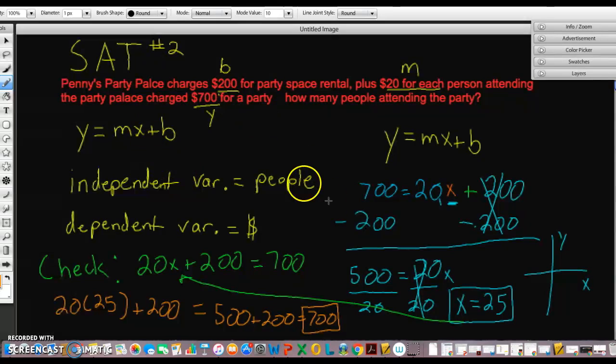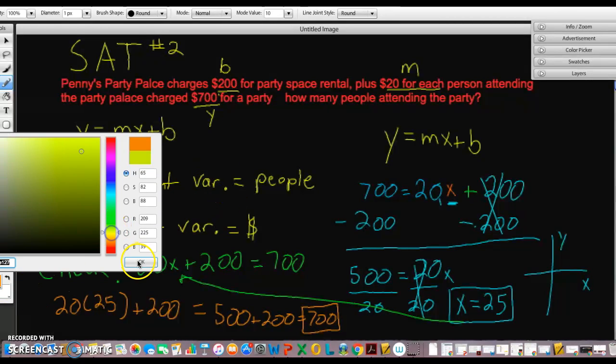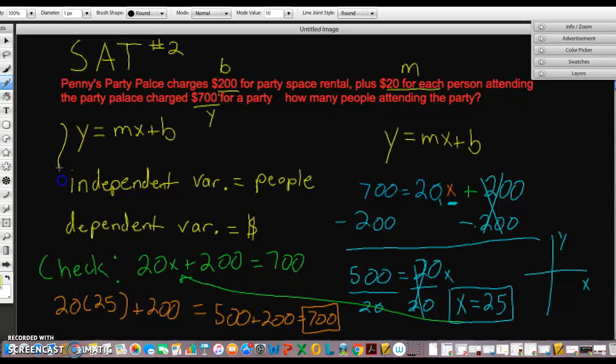All right, and so that was a linear relationship problem. Just review this video over and over until you understand the concept of independent and dependent variables, what that means, and then this equation here, y equals mx plus b. This is all a part of linear relationships.